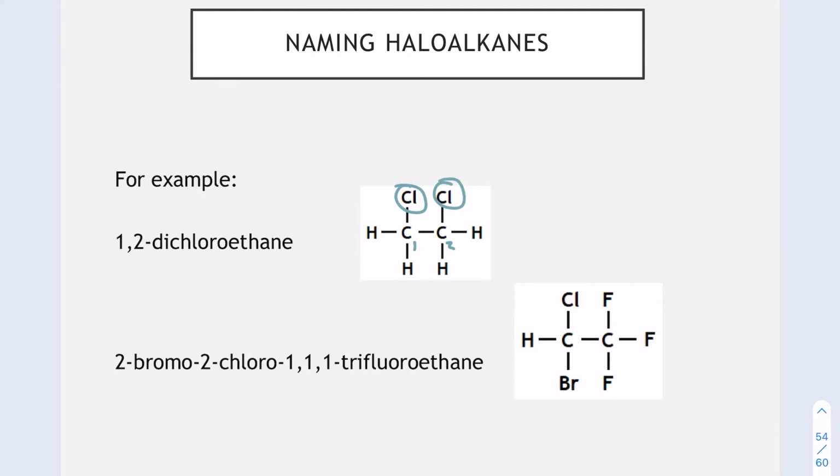Further down we've got a little bit more of a complicated one. We've got 2 carbons, suggesting that it's ethane. The reason why we list bromine, then chlorine, then fluorine is because it's alphabetical order. We've got 3 fluorines, 1, 2, 3 on carbon number 1, so the 1,1,1-trifluoroethane. Then we have a chlorine and a bromine on carbon number 2, hence the 2-bromo, 2-chloro.